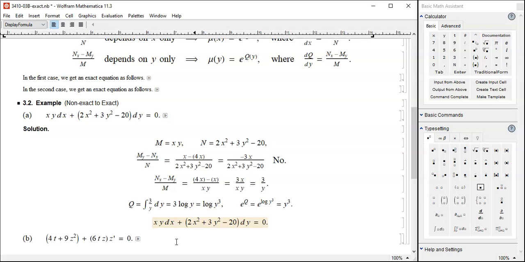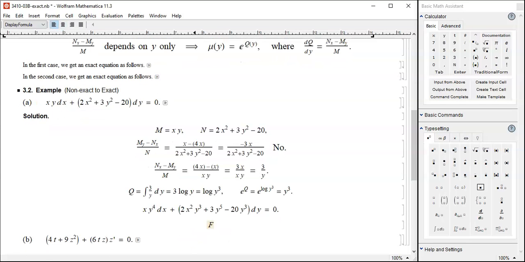So multiply by y cubed. What is this? y to the 4th power times y cubed, and this is going to be y to the 5th power. Then this is 20y cubed. We got this new equation, and this has to be exact. Do we have time to finish this problem? I don't know. Let me try anyway.